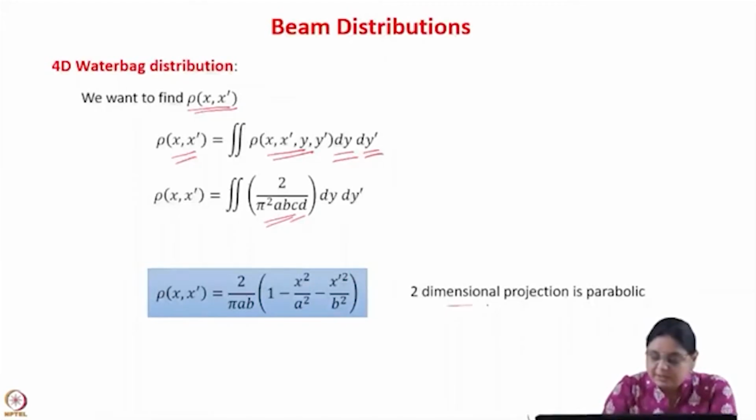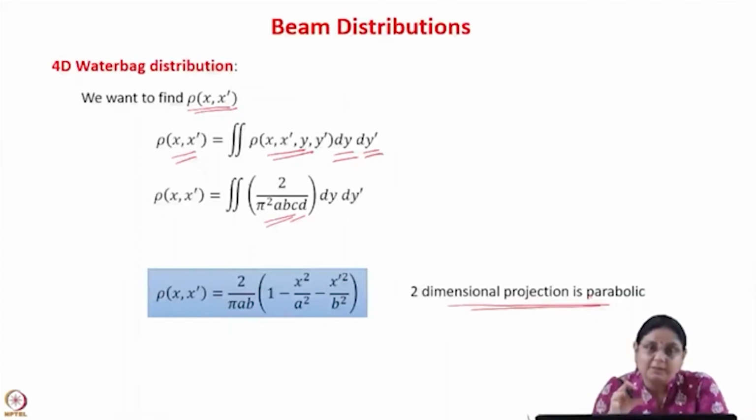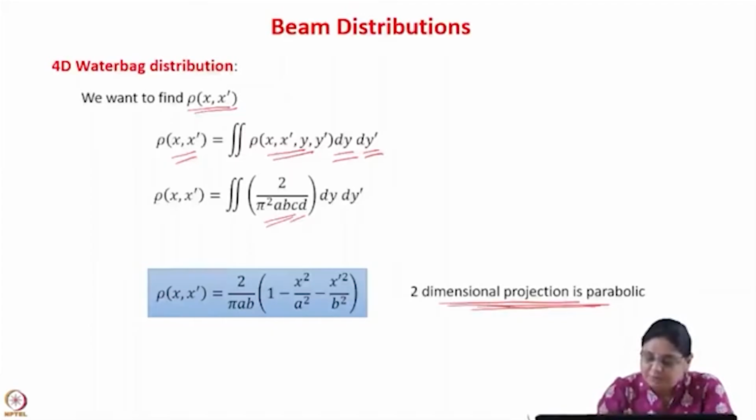So thus we see that the two-dimensional projection is parabolic. The particles are uniformly distributed in the 4D volume, but in two dimensions the distribution is parabolic for the case of the 4D water bag. Similarly, we can find out the projection of all the distributions in two-dimensional phase space.